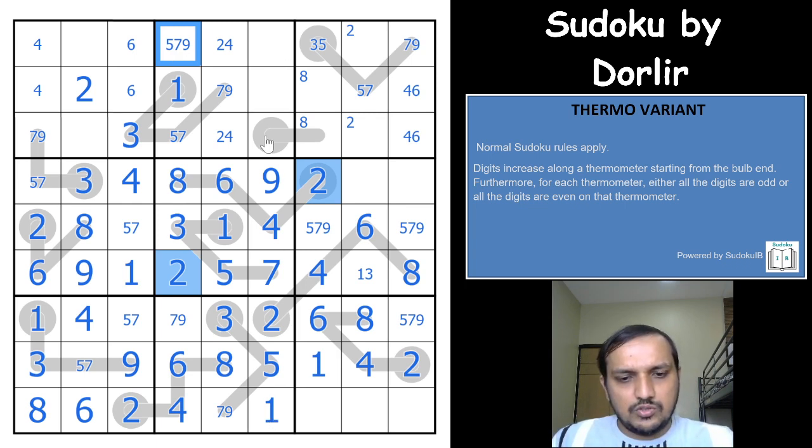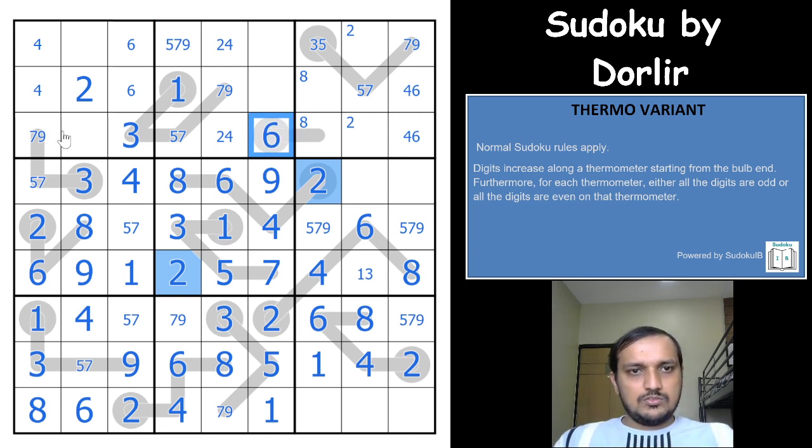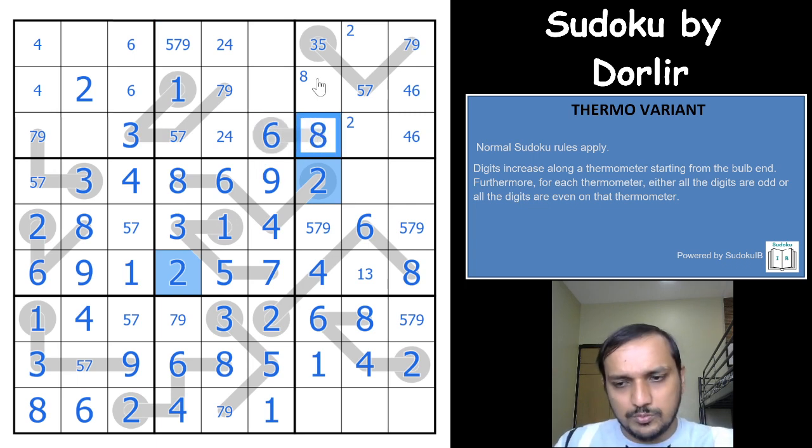Three, 6 and 8. So 8 cannot be here. This would have to be 3, 6. Oh, this is 6 then. 3 is not possible here. 8 is not possible. So it has to be 6. So that means this would have to be an 8.